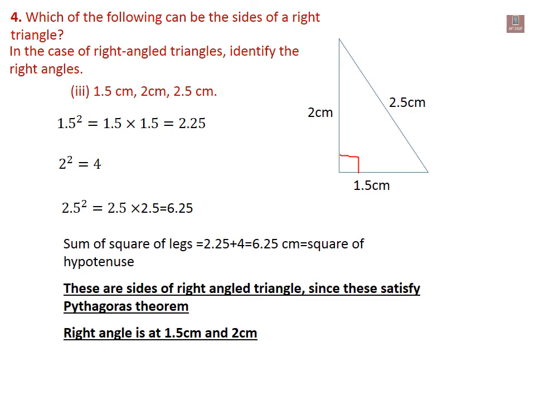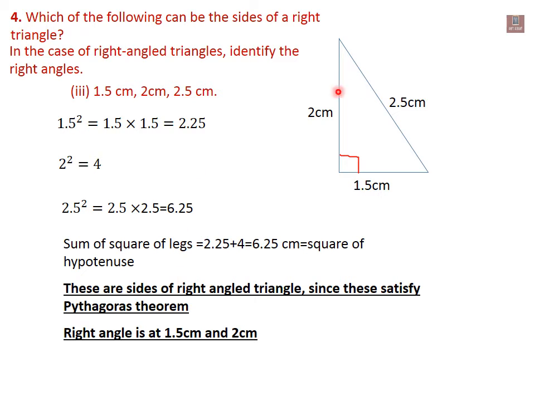Question. Which of the following can be the sides of right angle triangle? Which of the following sides? There are three questions given. I took the third question. In case of right angle triangle, identify where the right angle is. Now here, how do you identify these are the sides of right angle triangle?